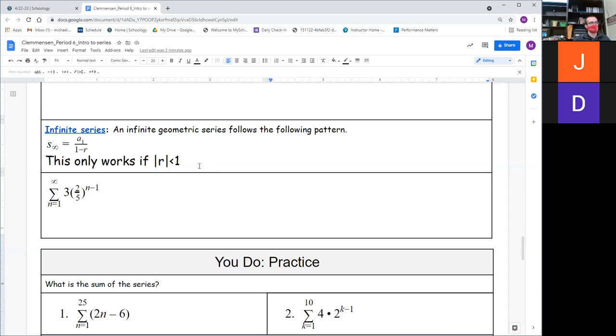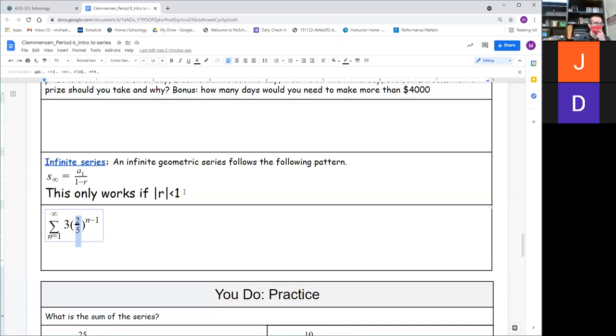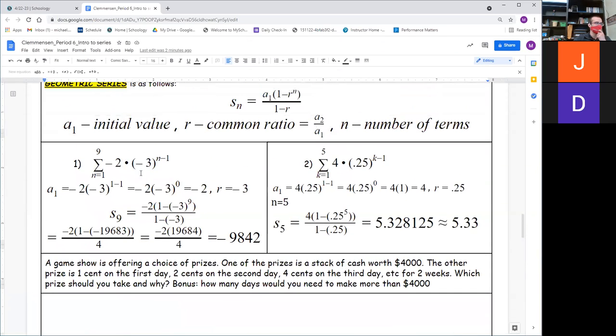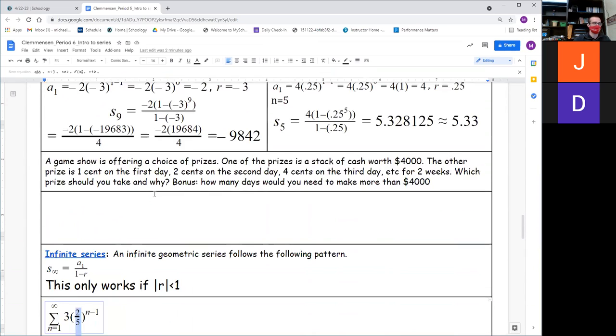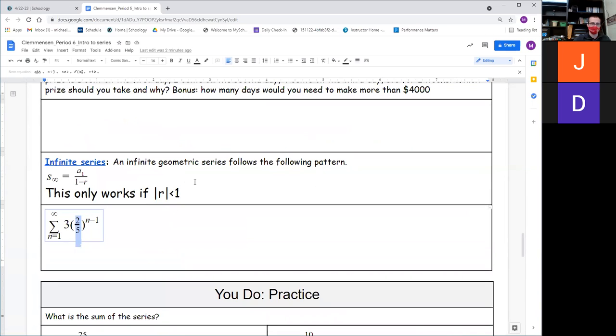Now, the trick to this is that this is only true if the absolute value of r is less than 1. Right? So 2/5 right here, this r value is less than 1. And so this problem can have a sum. If we had something like above, where we had this -3, and this went to infinity, this would not be possible because the absolute value of -3 is greater than 1. Right? So we must have it be less than 1.